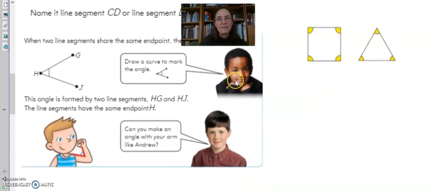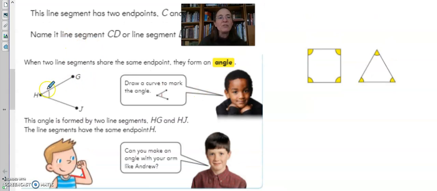Now, two line segments can come together, and when they do, they form what is called an angle. In other words, they share the same endpoint right here. So the angle is the space between these two line segments. If they were going on and on forever and ever, it could be between two lines, or a line segment and a line. But they have to share a vertex, which is right here at point H.